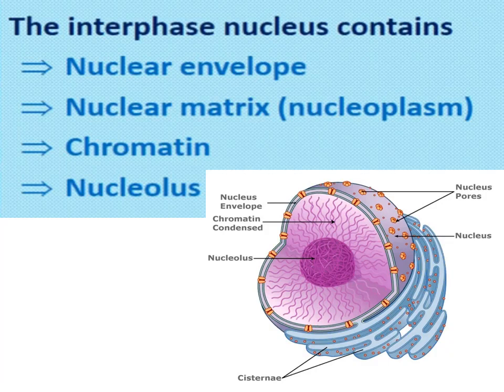The interphase nucleus contains these things. Interphase nucleus means when the cell is in the interphase stage before cell division. So before cell division, the nucleus contains these materials. First, the nuclear envelope, that is, the two nuclear membranes present here, the outer and inner membrane.